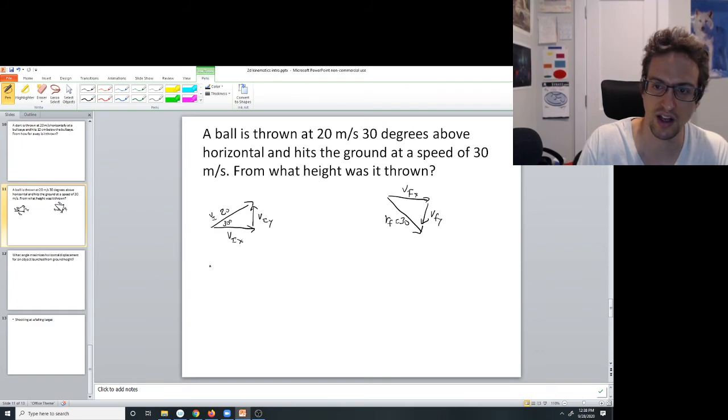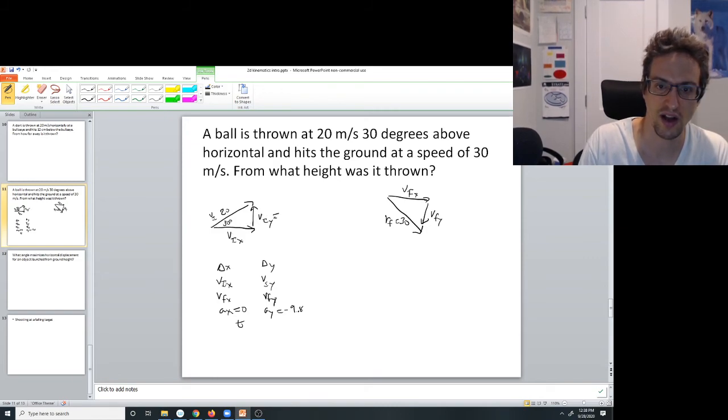So we're going to split this again into X and Y components. So we have delta X, V initial X, V final X, AX, time, and delta Y, V initial Y, V final Y, AY. And we know for a bunch of these, AX is 0, AY is negative 9.8. We also have V initial X and Y we can find using trig.